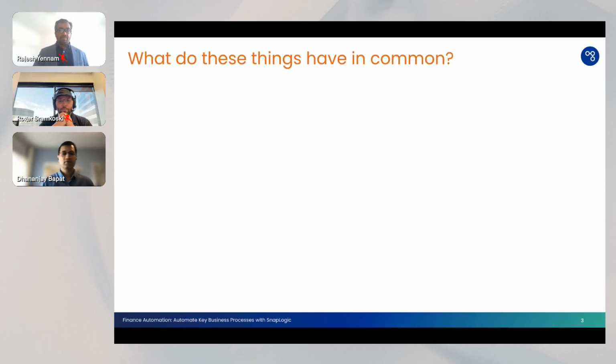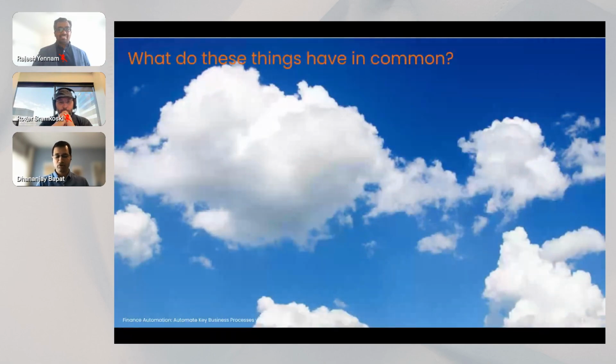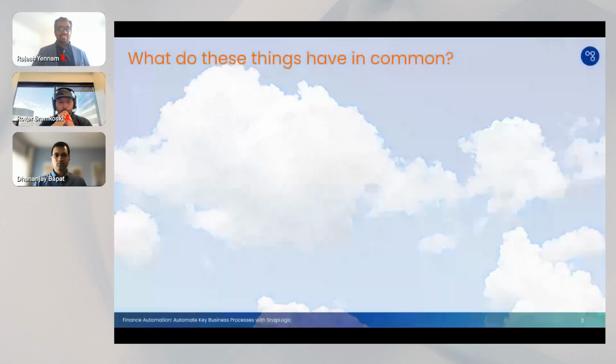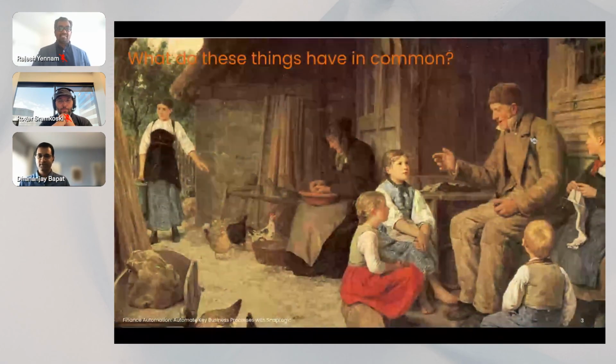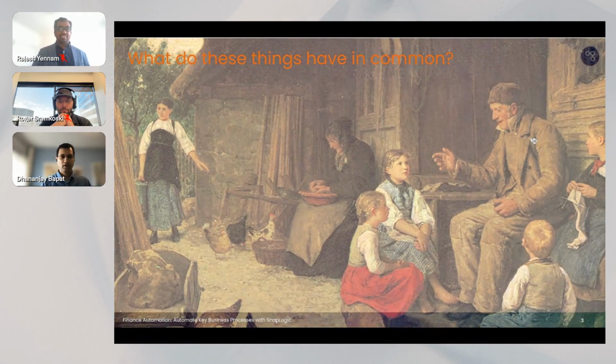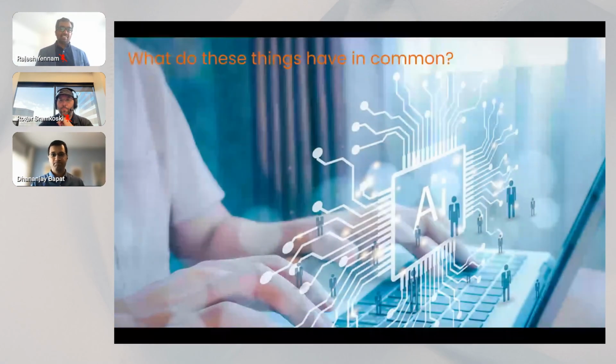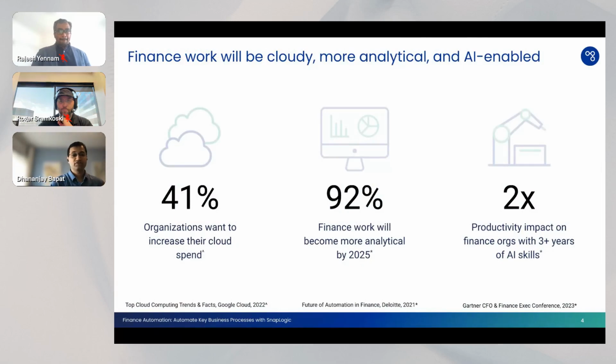So first up, I have this question for you. What do these things have in common? The first one is cloud. The second one is storytelling. And the third one is AI. Any guesses? Well, finance professionals will need all these three things to be good in their roles and to deliver enhanced value for their businesses. And these stats from some of the research that was done in the past few years support that.